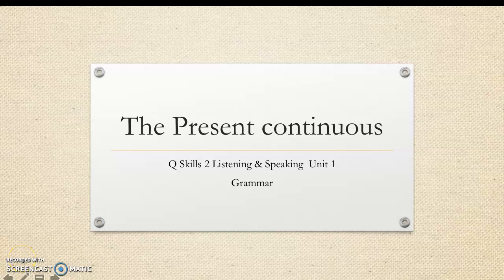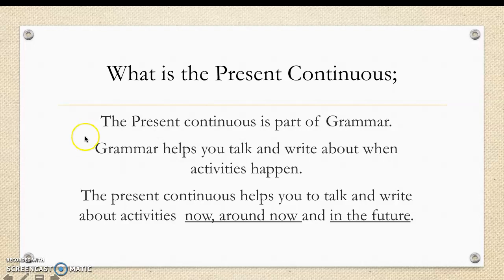Hello. Today we're going to look at grammar, the present continuous form. And this is from Q Skills 2, Listening and Speaking, Unit 1. So, are you ready to go? Let's see. Let's have a look.